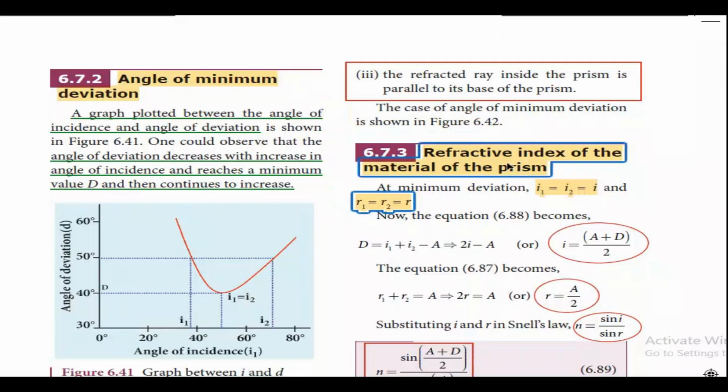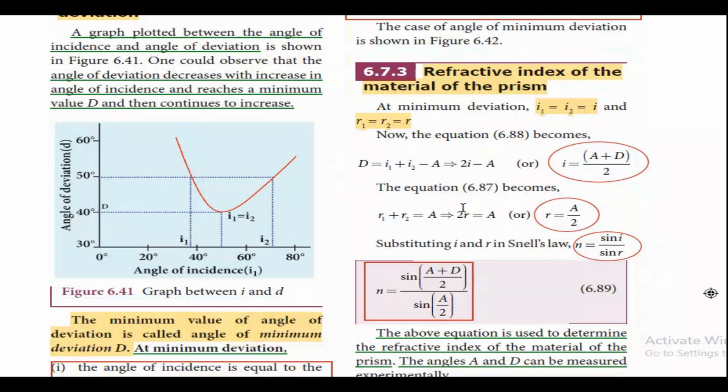Then we study about the refractive index of the material of the prism. So at this point of minimum deviation, I1 will be equal to I2 equal to I, and also R1 and R2 will be the same, equal to R. Therefore, equation 6.88 will become D equal to I1 plus I2 minus A, or 2I minus A, as I1 is equal to I2. That means I will be equal to (A plus D) by 2.